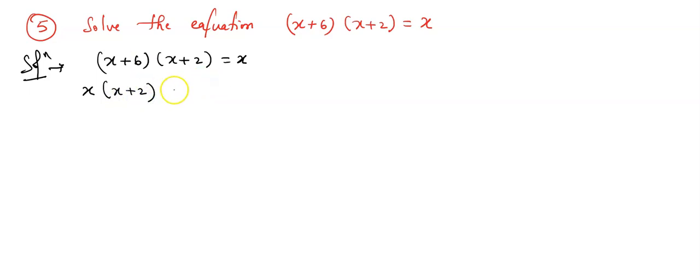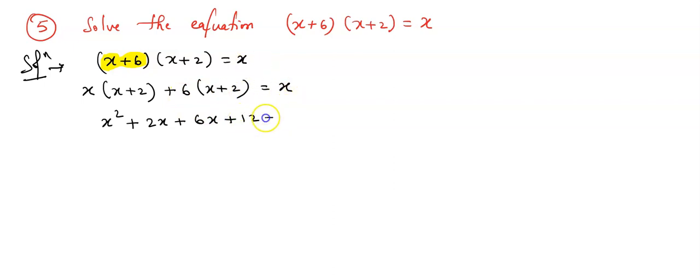x into x plus 2. Again plus 6 into x plus 2. That is equals to x. First let me simplify this. X into x, x square, plus into plus, plus x into 2, 2x, right? Then plus into plus, plus 6 into x, 6x, plus into plus, plus 6 2s are 12, plus x comes this side, minus x, that is equals to 0.